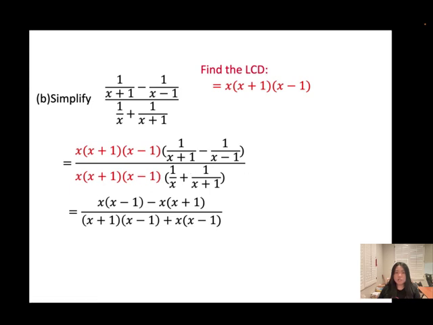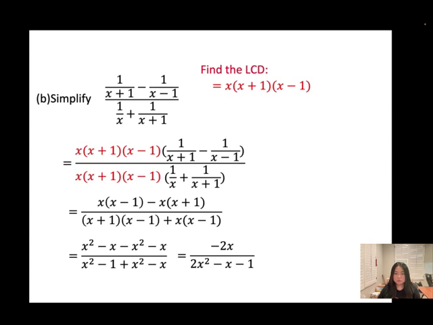And remember, every time you multiply the LCD, it won't be a complex fraction anymore. Okay? Now, distribute it one by one. Combine the like terms. So that will be your final answer. That's it.